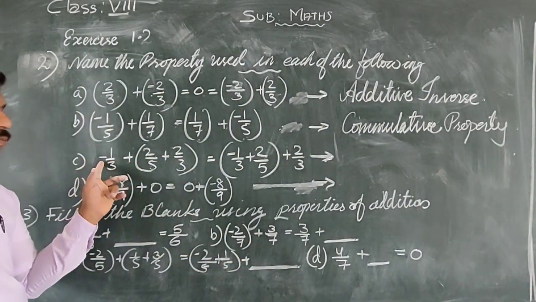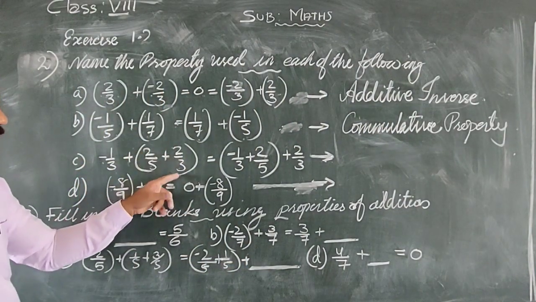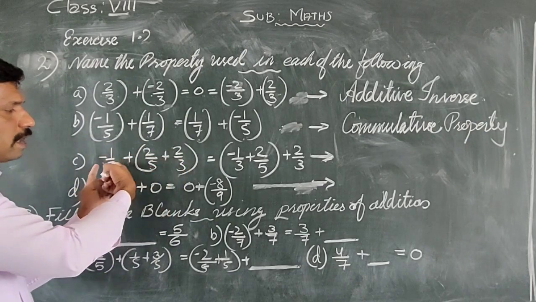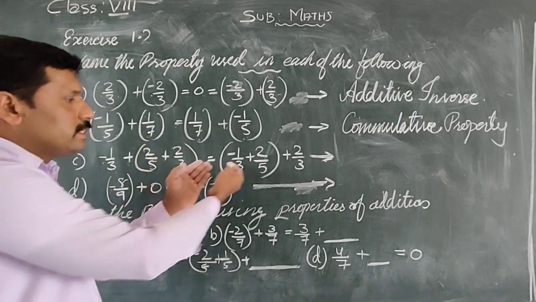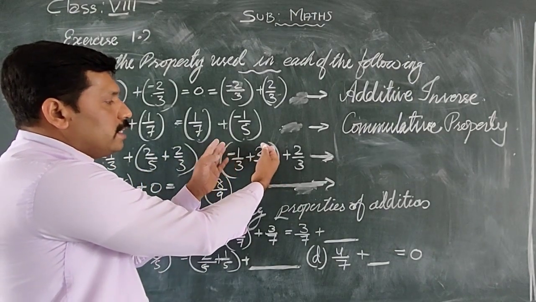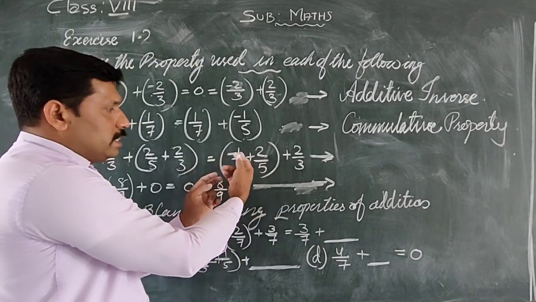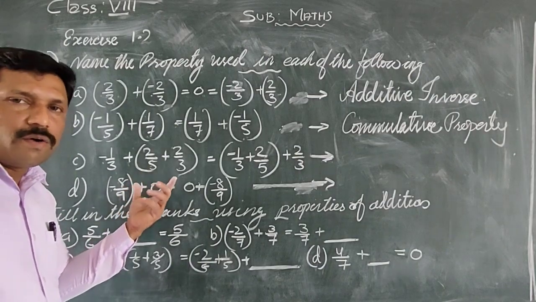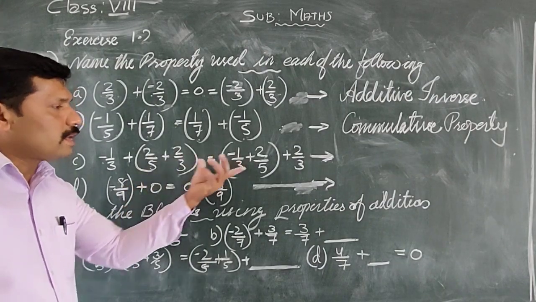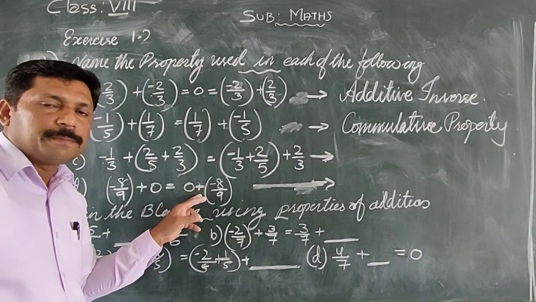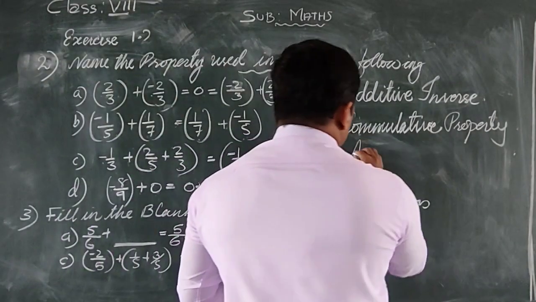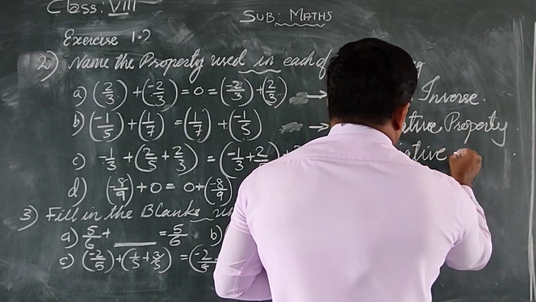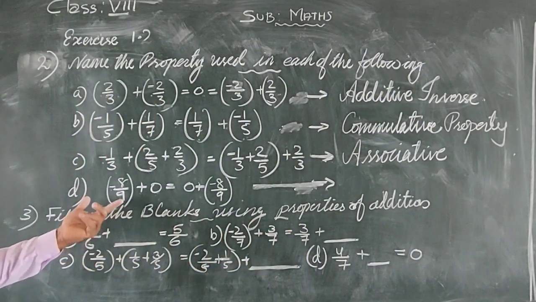Third statement, negative 1 upon 3 plus 2 upon 5 plus 2 upon 3. Here, 3 rational numbers are added. First rational number is outside, next 2 rational numbers are grouped. On the other side, the same rational numbers are added, but the grouping is changed. Here, first and second rational numbers are grouped. That means a change in the grouping in addition will not affect the result. Which property is that, students? Yes, that is associative property.